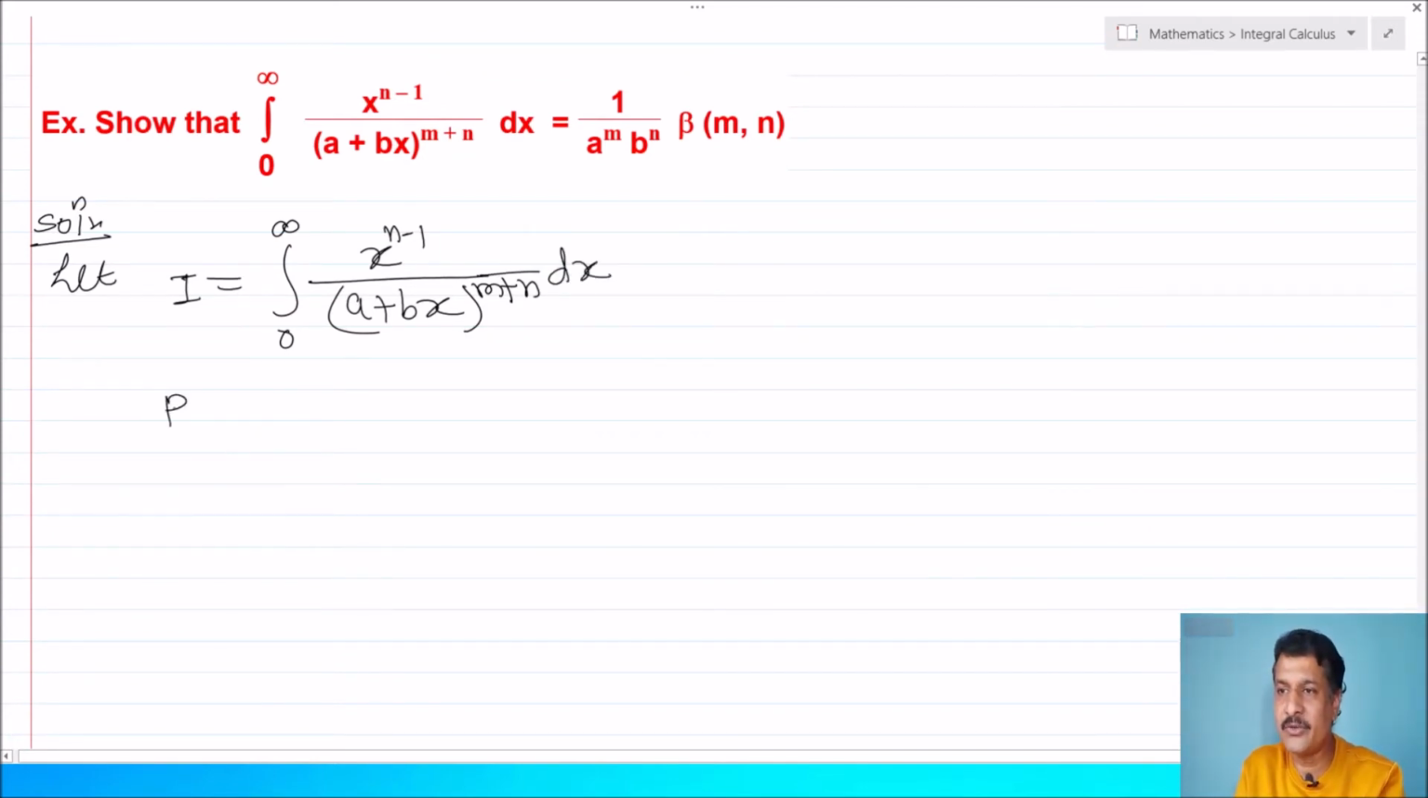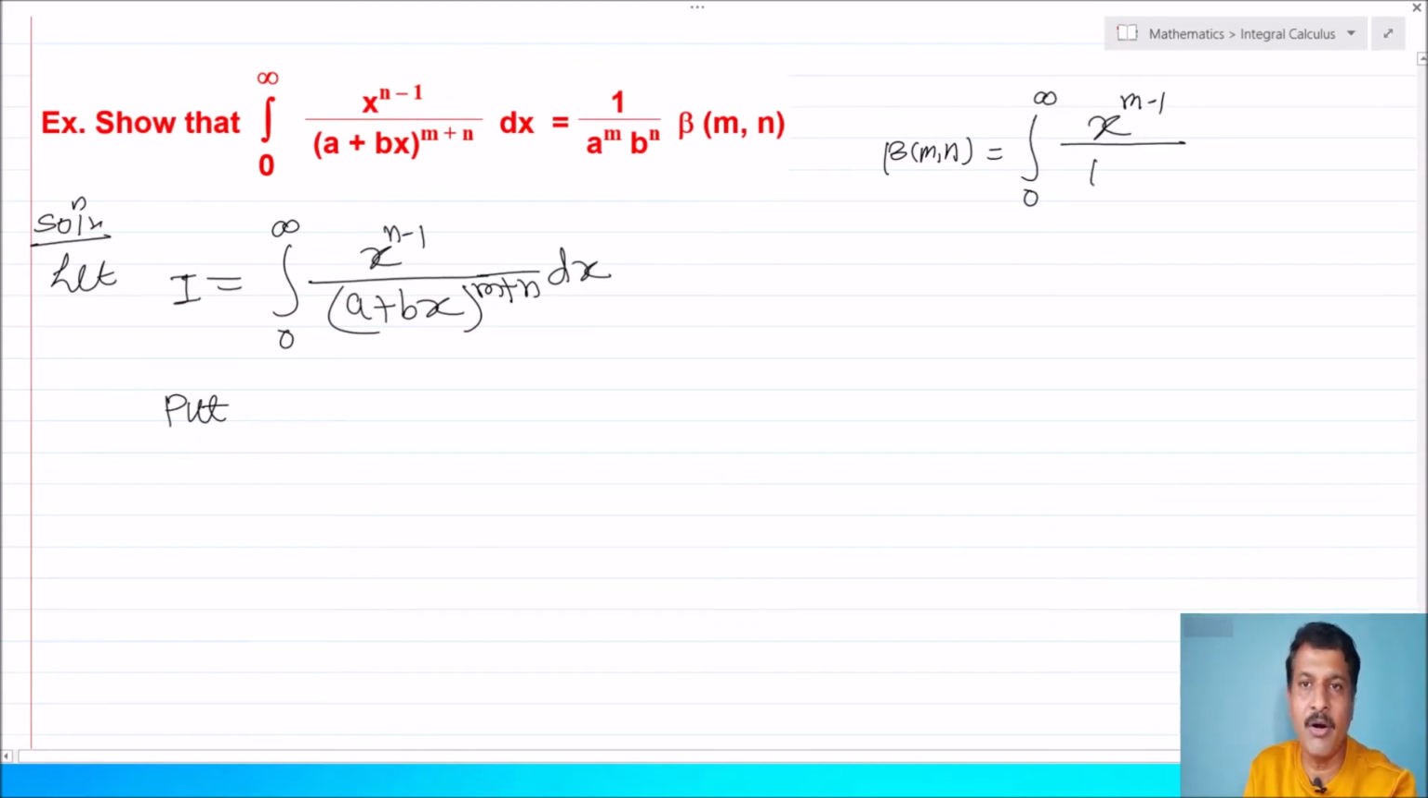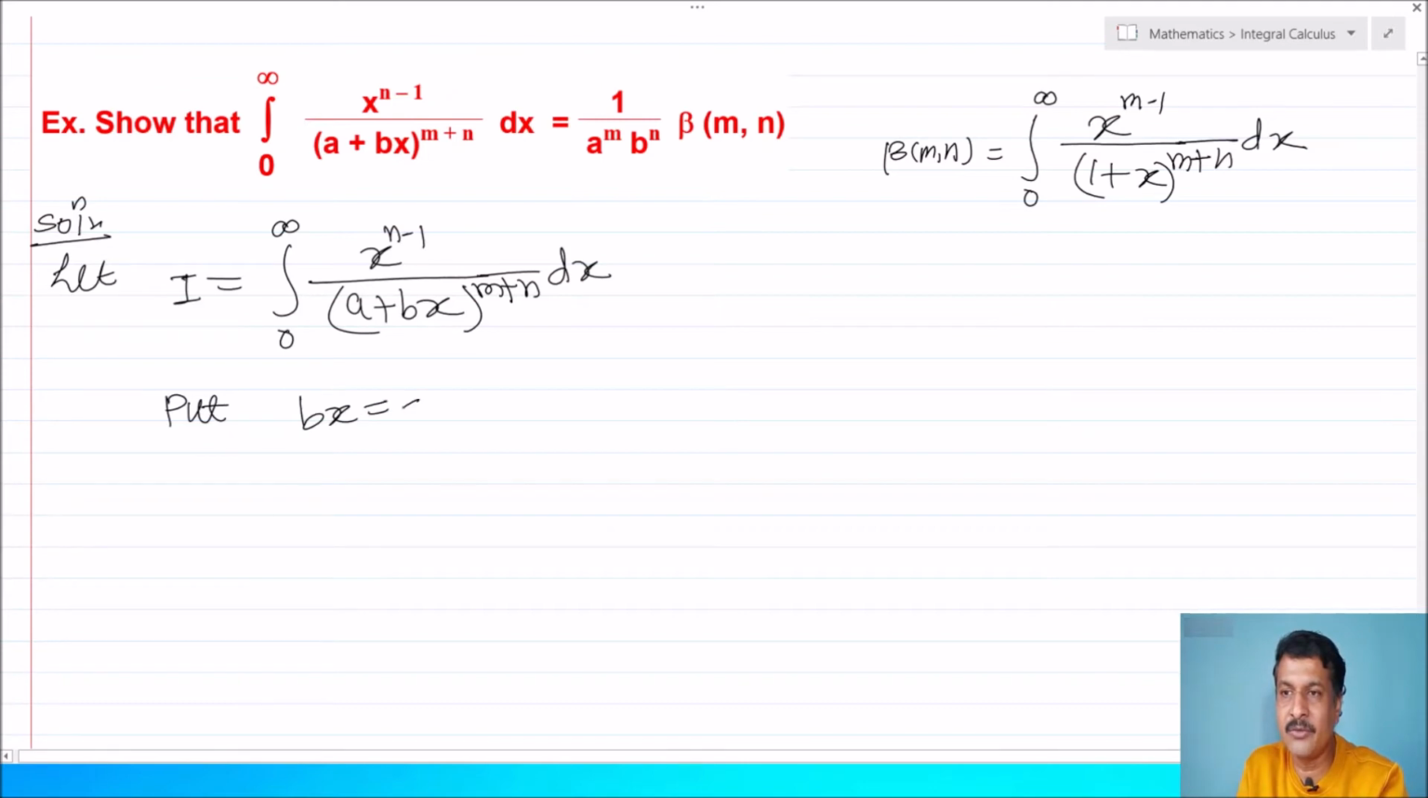So what is the substitution there? As we compare here the beta of m, n definition, integration 0 to infinity x raised to m minus 1 upon (1 plus x) raised to m plus n dx, it means that here I want 1 plus x, just like 1 plus x. How? That is why the substitution is: bx equal to at. So what is x? x equals a by b into t, and therefore dx equals a by b into dt.